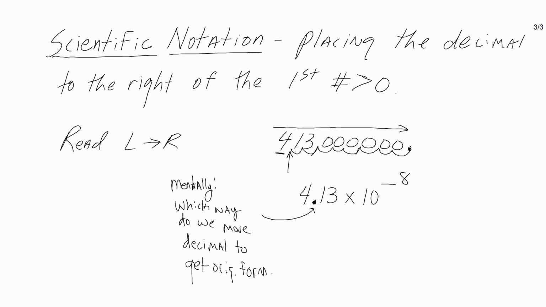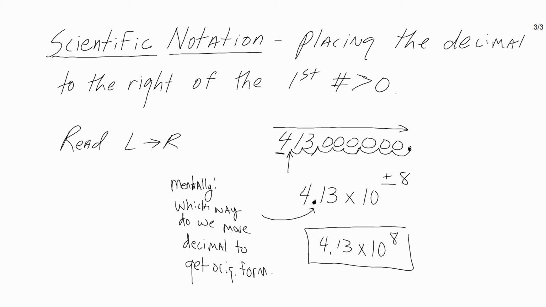Which direction? To the right. So right is positive. So your final answer is 4.13 times 10 to the 8th power. And that's how you write this number in scientific notation. It always comes in tens, because each place is tens.